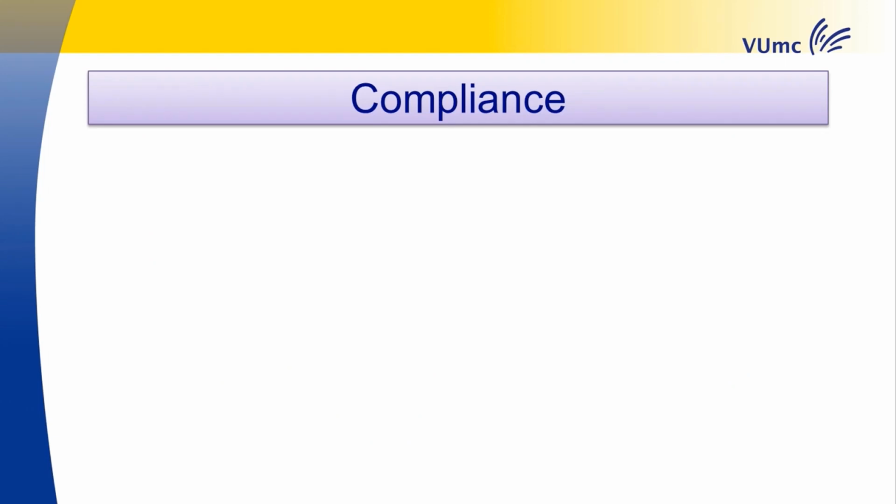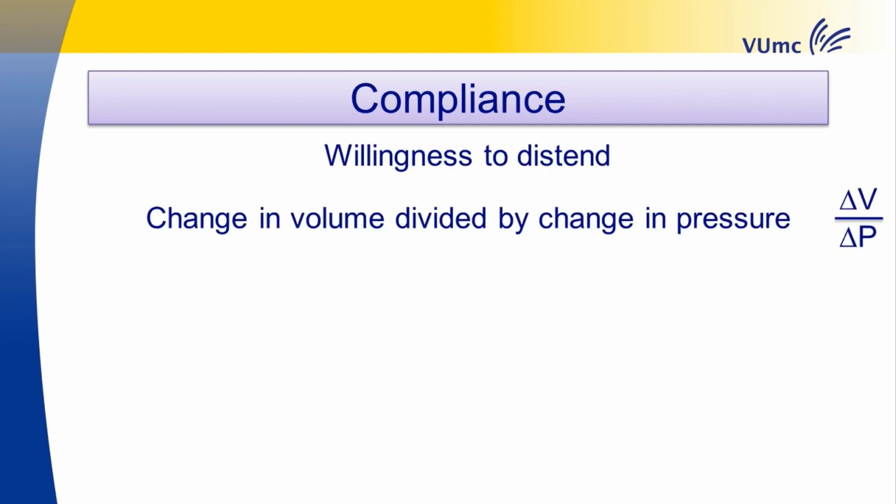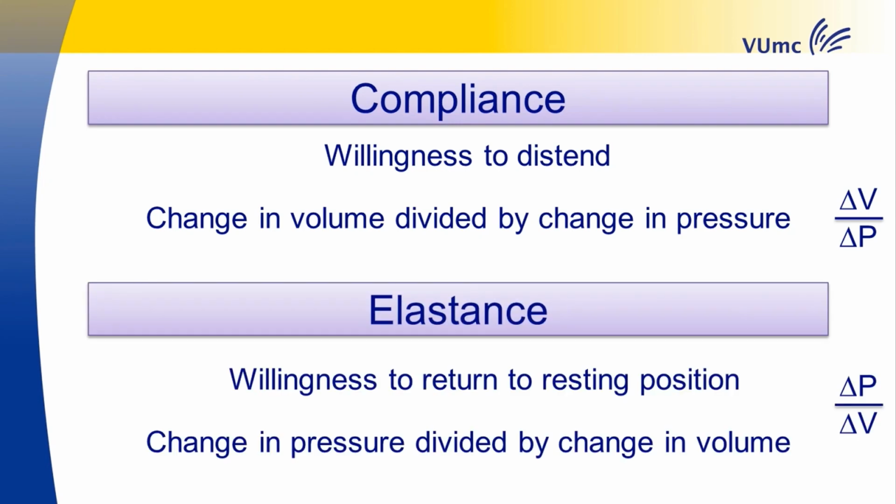Again, so what's compliance? Volume change per unit pressure change. Exactly. Thank you very much. So the willingness to distend. Delta V divided by delta P. That's the compliance. And the inverse is the elastance. As simple as that.